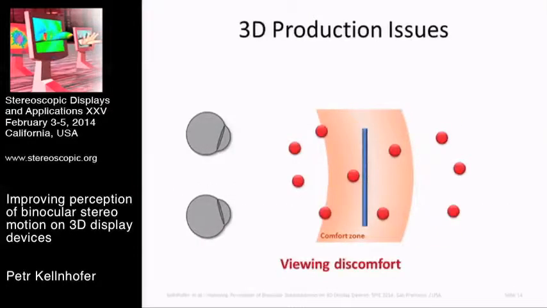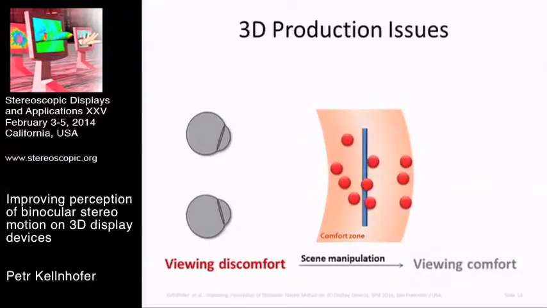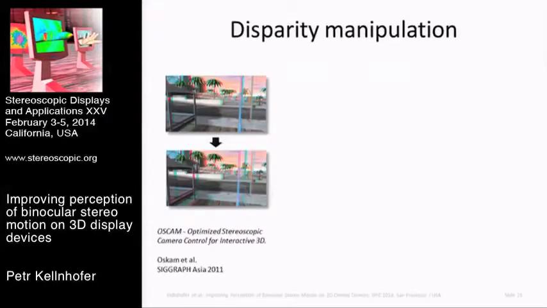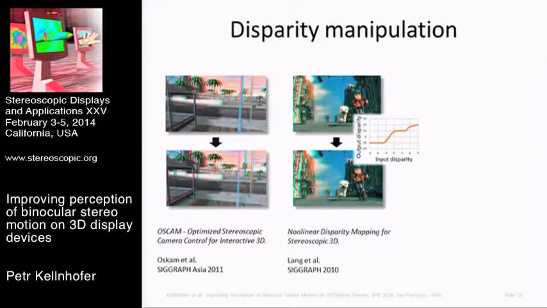Another important part of stereo 3D content production is maintaining the user's viewing comfort. For that, we often want to move the content inside the so-called comfort zone, and there are several methods that allow us to do that. A simple one is to modify the camera parameters, which was described in the OSCAM paper. Another way is to use something like tone mapping, but over the disparity image, in order to non-linearly modify the disparity in post-processing.